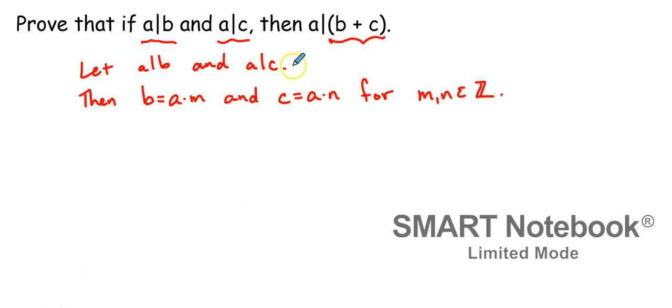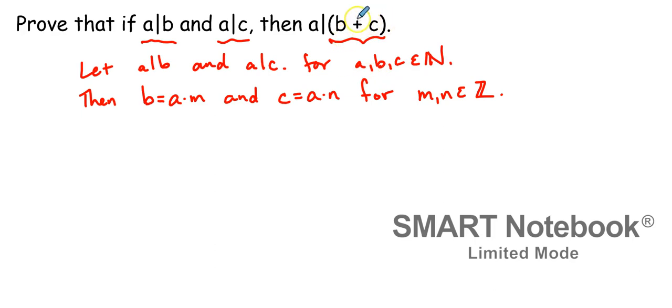One quick addition to this first line up here, we want to make sure that we say what A, B, and C are as well. So we're just going to call them natural numbers. So that'll be our let statement. All right, so we've let A divide B and A divide C, and then defined what that means. So now we just want to use it.